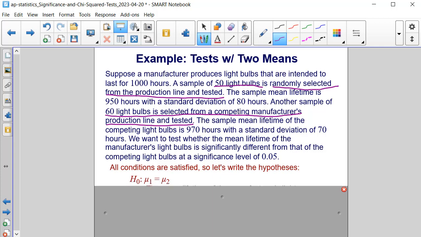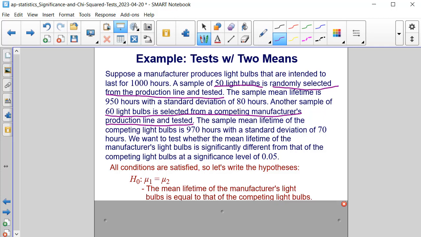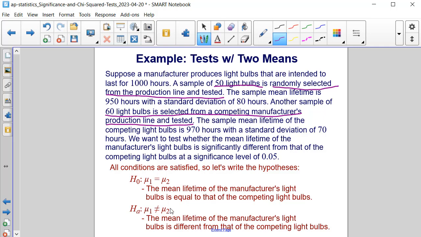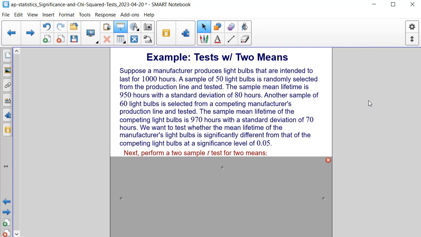First is the null hypothesis, and we're going to say that the means of these two companies are equivalent to one another. So the mean lifetime of the manufacturer's light bulbs is equal to that of the competitor's light bulbs. Then the alternative hypothesis will be that they are not equal. The mean lifetime of the manufacturer's light bulbs is different from that of the competing light bulbs. The next step is to perform a two-sample t-test for our two means.